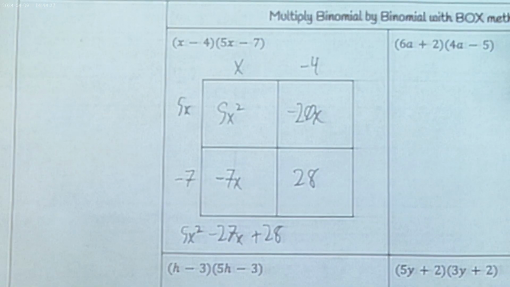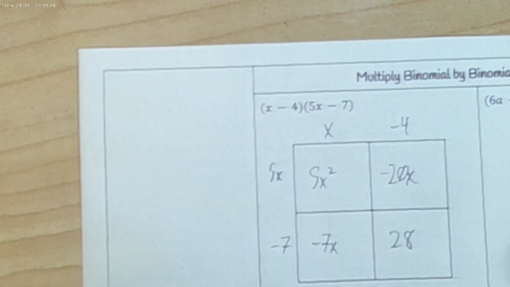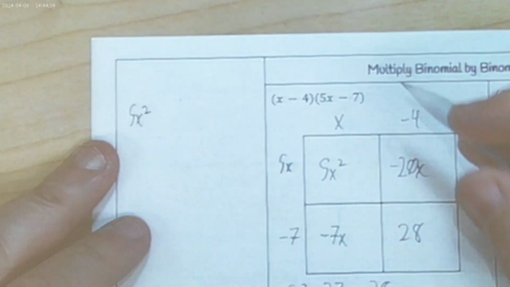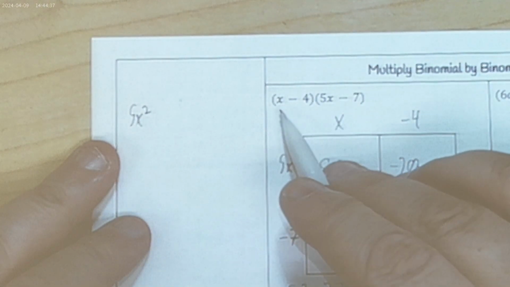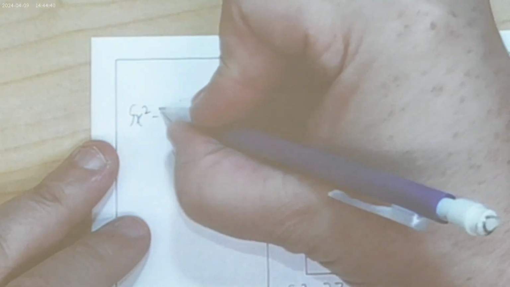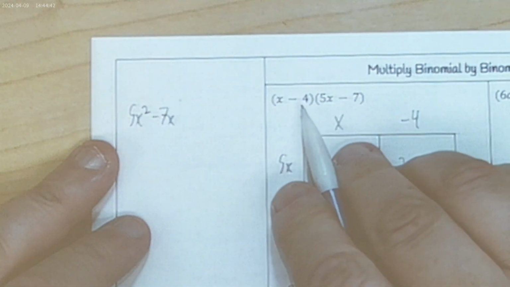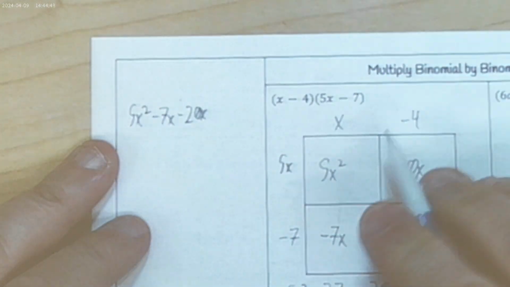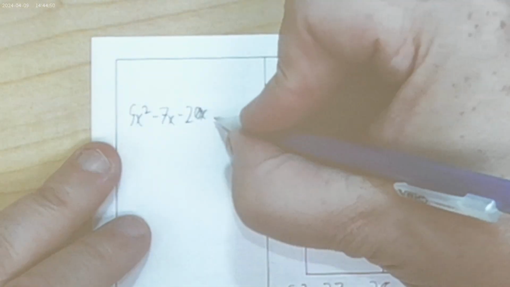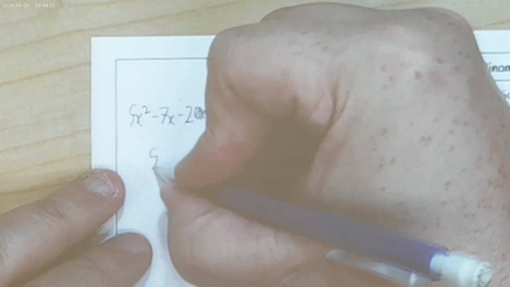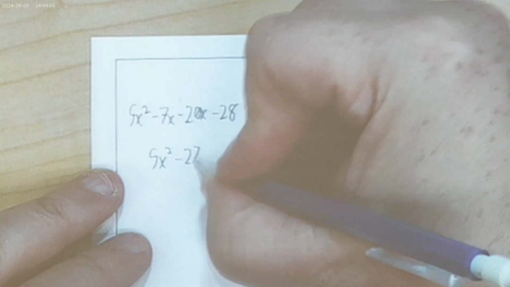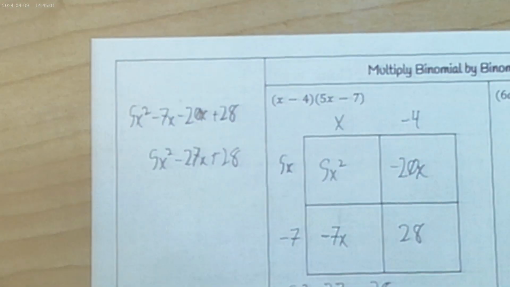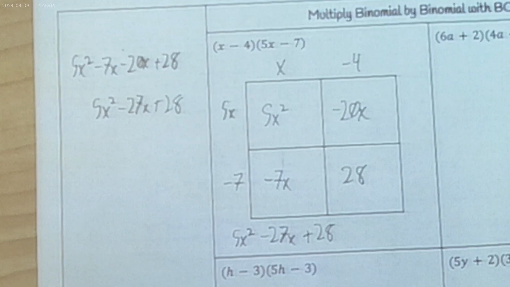And let's just for a lark try this with the FOIL method. I'm going to use the space over here. So x times 5x gives me 5x squared. So that's first. And outside, x times negative 7 is minus 7x. Inside, negative 4 times 5x is negative 20x. And then last is negative 4 times negative 7, which is 28. So that simplifies to 5x squared minus 27x plus 28.